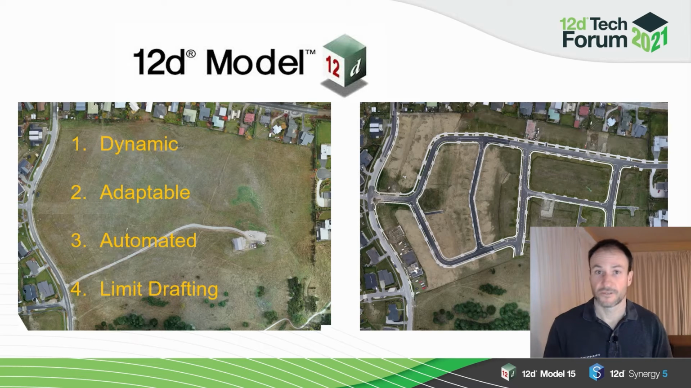The way to do this is to automate the systems as much as possible, and I actually hate drafting. So one of my project goals was to limit the amount of drafting that I'm actually physically doing. And when I'm talking about drafting, I'm talking about moving lines to here, moving text around and labeling things and getting it all looking pretty on a plan. I was able to achieve most of these goals using 12D model.